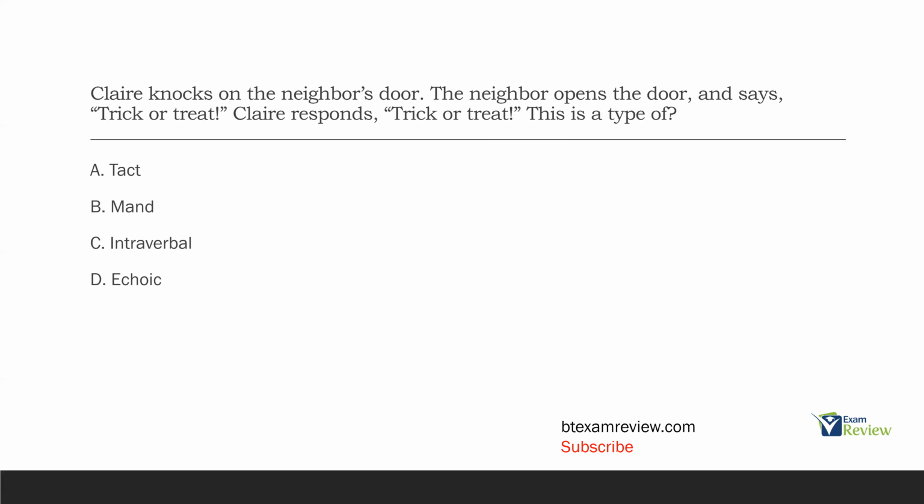What is a tact? A tact is a label. Somebody labels something, it's a tact. A mand is a request. You ask for something. An interverbal is like a conversation. You're answering a question. And then echoics are exactly what it sounds like. You just copy exactly what the speaker said. So in this case, the neighbor opens the door, says trick or treat. Claire responds, trick or treat. Did Claire tact? Did she label anything? No. Did she mand? Did she make a request? No. Did she engage in conversation or answer something? No. All she did was copy exactly what the neighbor said. When you copy exactly what the speaker says, you are engaging in an echoic.